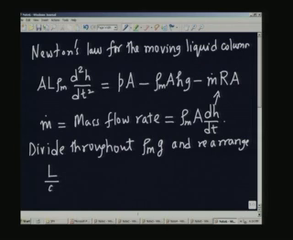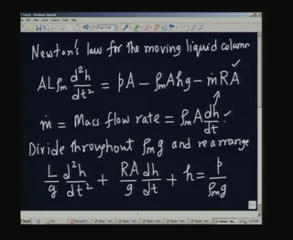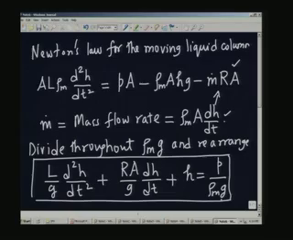I will get L by G d squared h by dt squared plus R A by G dh by dt. This term is going to come here after I introduce this term, plus h, that is this term, equal to P divided by rho m into G. So, this is the equation which governs the variation of h.